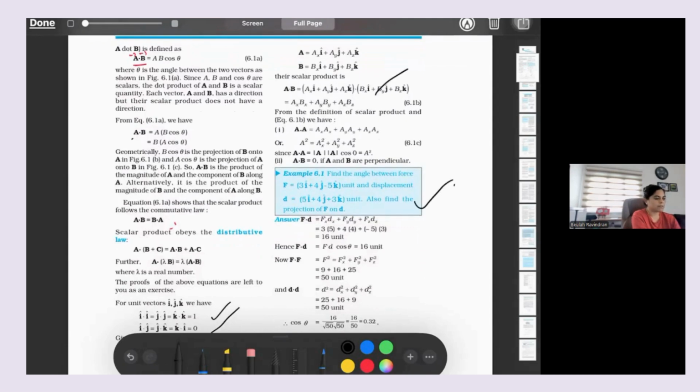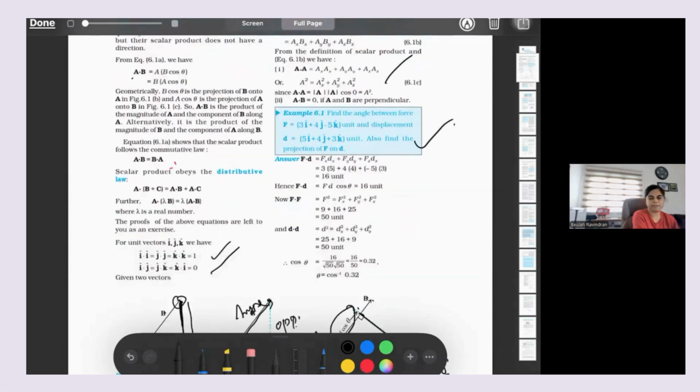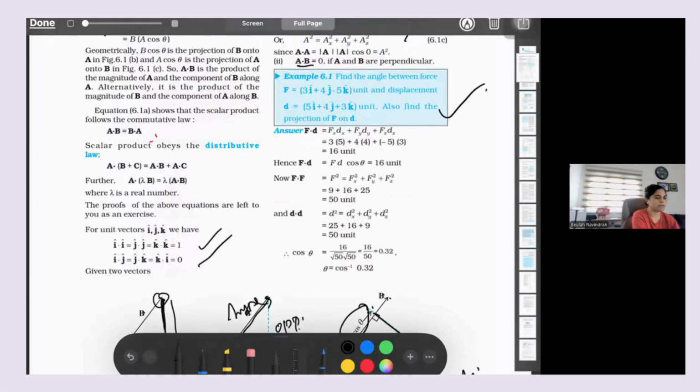This is very simple. If A and B are perpendicular, then definitely it will be 0. If it is parallel only, the resultant exists. You just go through it. Some examples are given. This is a kind of work done, or you may say projection of F on D.